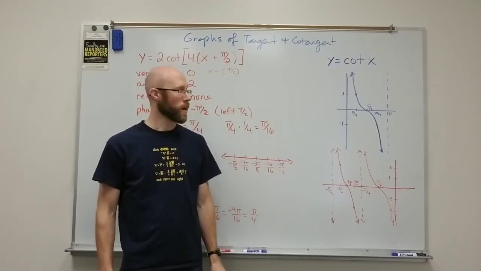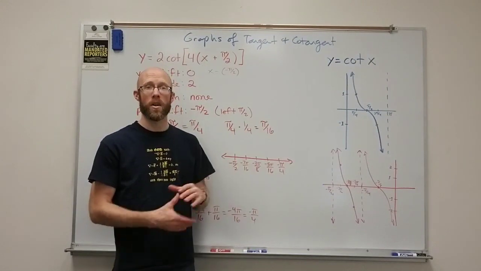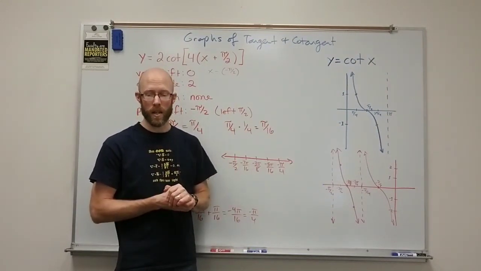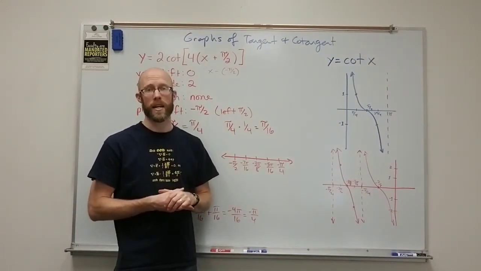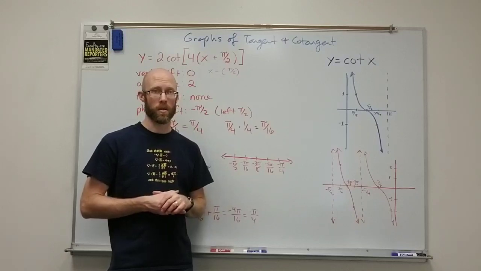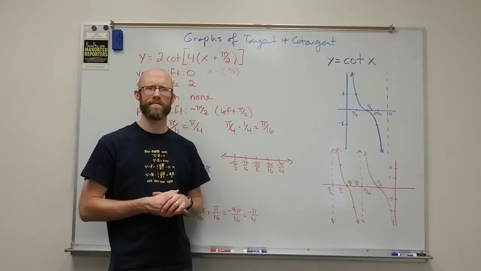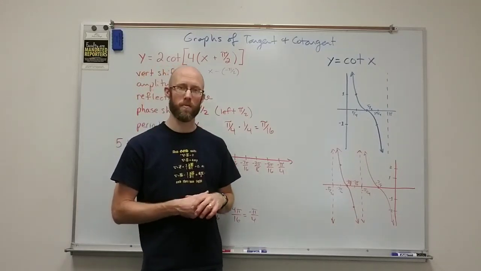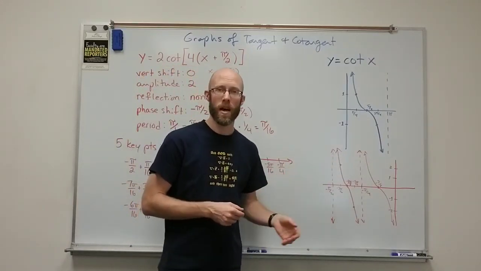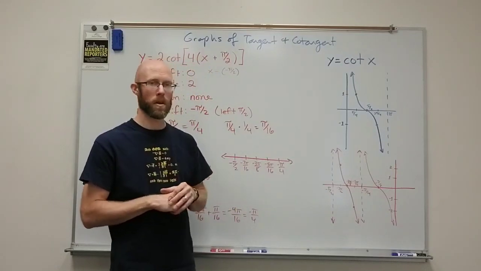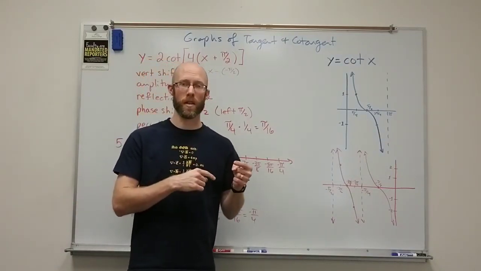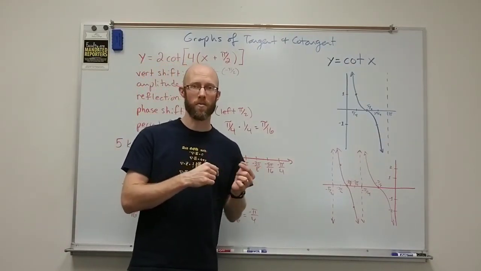Okay. The next thing we'll study will be the graphs of the secant and cosecant. And what you're going to find is some very interesting features of the graph. You're going to have more vertical asymptotes, and we're going to talk about the idea that they're reciprocals of the cosine and sine respectively.